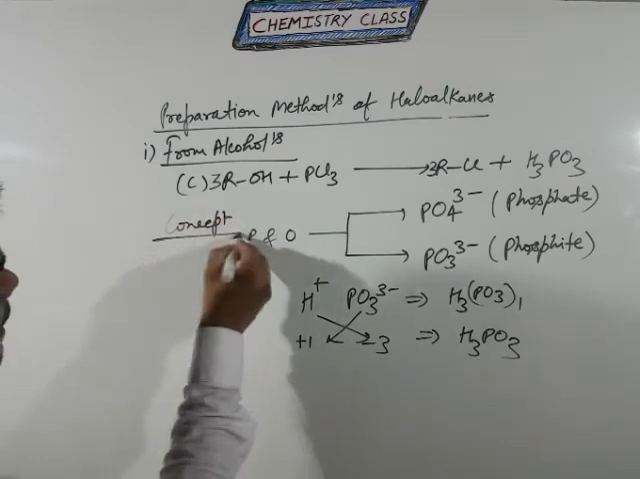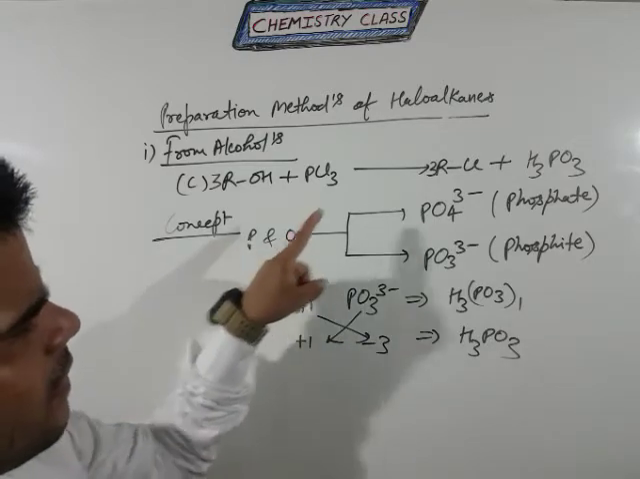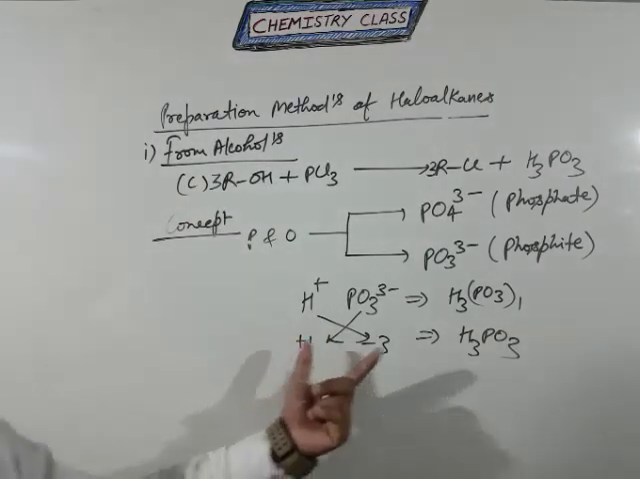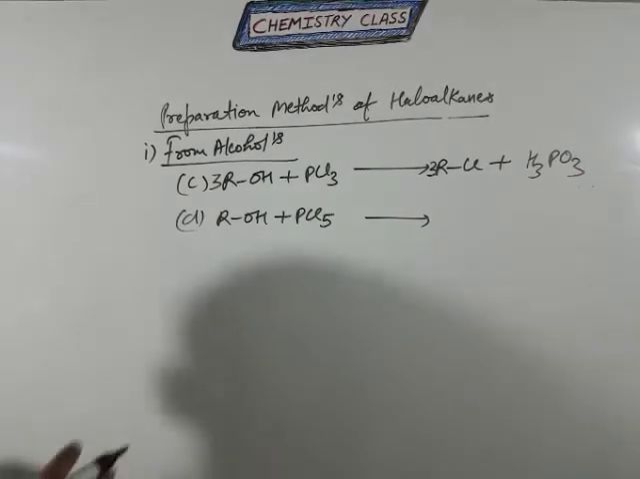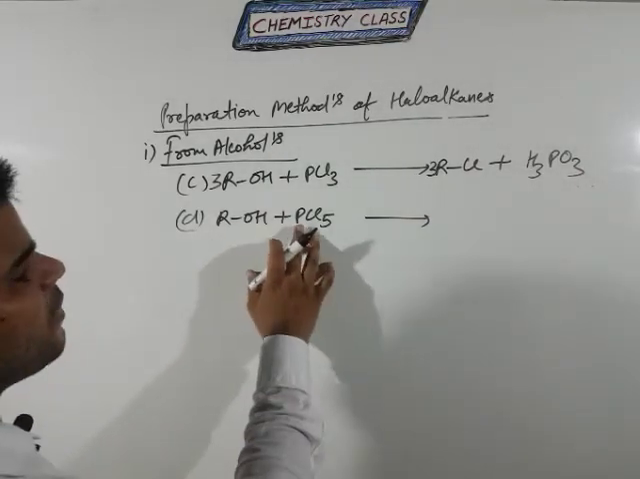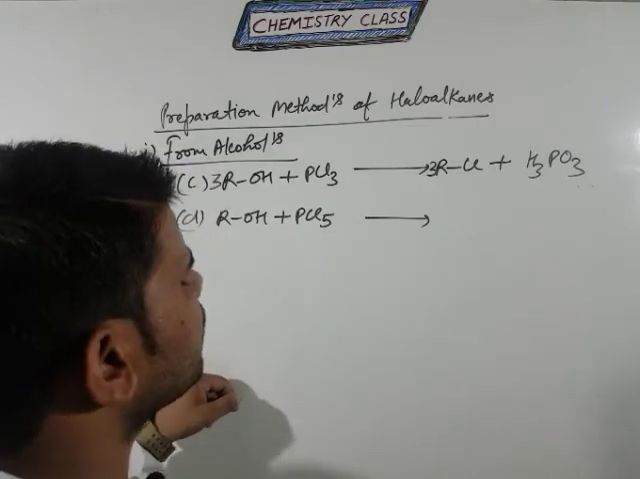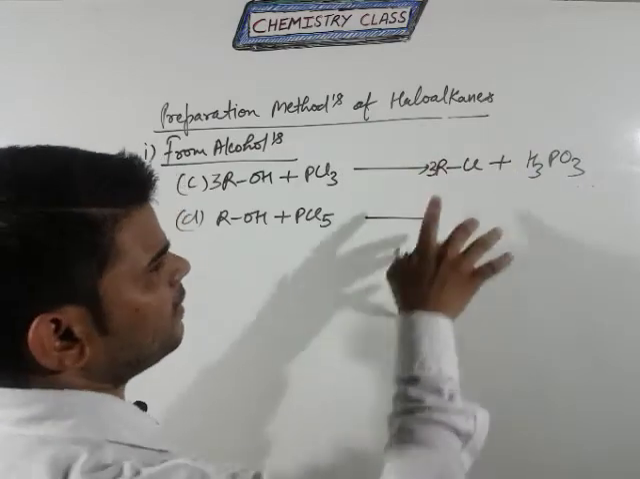So the concept is that whenever phosphorus reacts with oxygen, it provides phosphate or phosphite. First you form the byproduct, then after that you get the final answer for this reaction. Now come to the next reaction. Whenever alcohol reacts with phosphorus pentachloride, clear? The target is that you first prepare the alkyl halide.